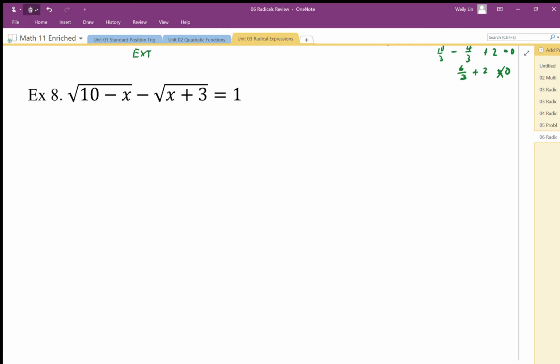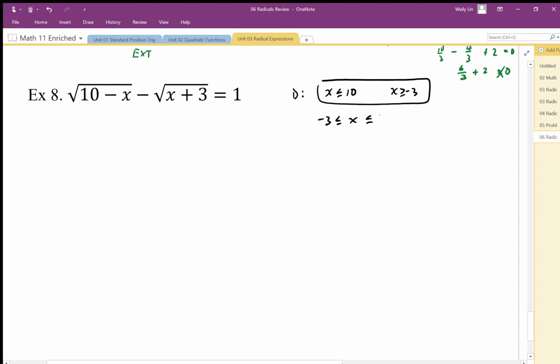So for this last one here, we're going to again state our domain first. Our domain restriction is going to be x less than or equal to 10, and x greater than or equal to negative 3. So our domain together is going to be between negative 3 and positive 10. Okay, so again, this is just the inside restriction. This is not a complete domain restriction because there is still an outside restriction that we're not considering, which is much more complicated. We don't expect you to be able to do that.